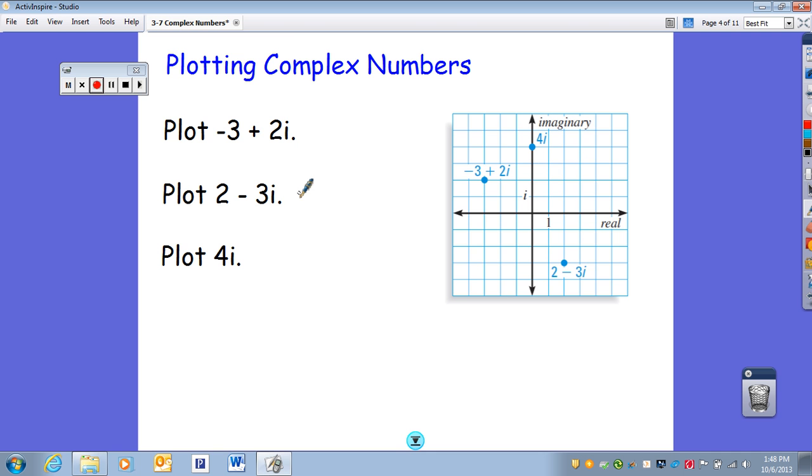If we wanted to plot the point 2, negative 3i, we would start again at the origin, and we would go to the right 2 on the real axis, and then down 3 on the imaginary axis, and that's going to give us 2 minus 3i. And then if we wanted to plot just the imaginary number 4i, we start at the origin 0, 0. We don't have a real part, so we won't go right or left, and we will simply go a positive 4i, which means up 4 units on the imaginary axis.